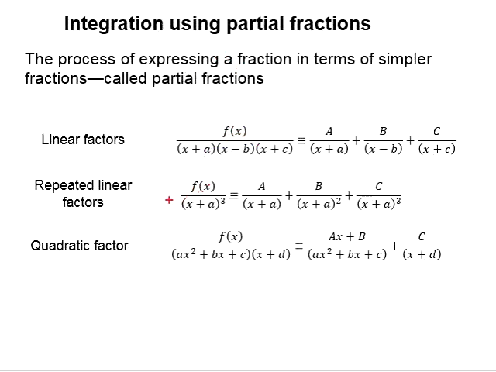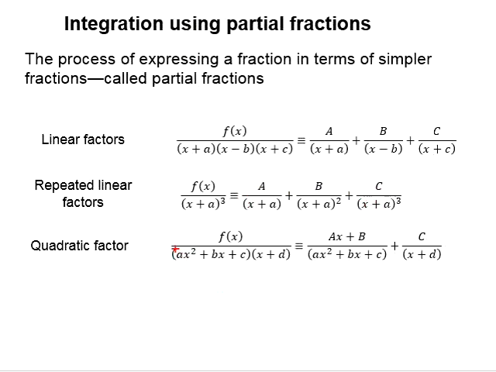In case there are repeating factors, let's say (x plus a) power 3, the partial fractions will be x plus a, (x plus a) power 2, and (x plus a) power 3. In case there is power 4 here, there will be an additional partial fraction of (x plus a) power 4. The partial fractions will appear at every level of the powers.